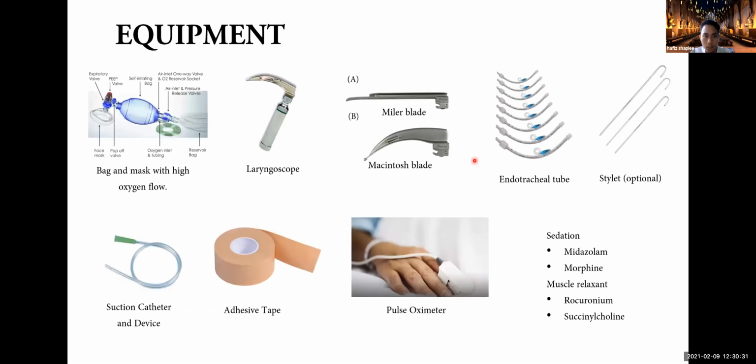And then for the equipment, the first equipment we can use is bag and mask with high flow oxygen, and then a laryngoscope. The laryngoscope is the device that we use to get a better view of the larynx. And then the blade, we have two blades, Miller blade and Macintosh blade. The Miller blade we use in infants and Macintosh in older children.